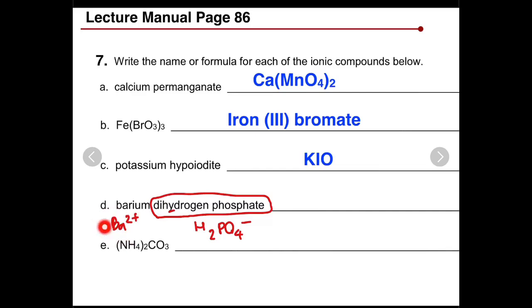Therefore, in this case, to have these balanced, you need 2 of this whole thing, so that the overall will equal 2 minus. So the way to write this would be 1 Ba per every 2 of H2PO4. To specify that there are 2 of this whole thing, you are going to use parentheses and then write the 2 after the parentheses as a subscript. Okay, so it just indicates that you need 2 of this whole thing.